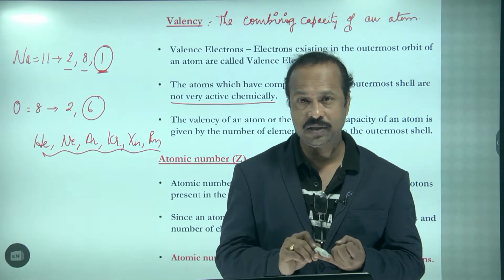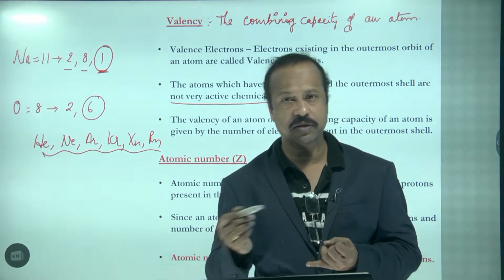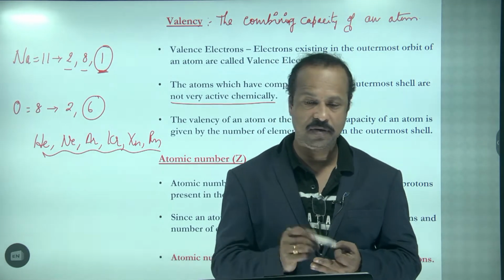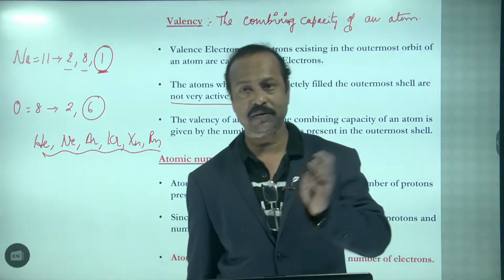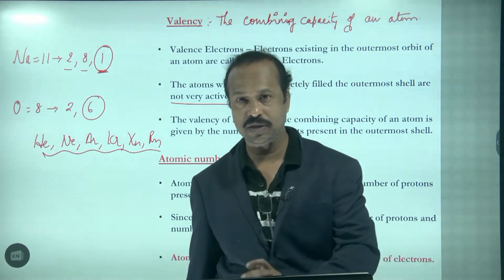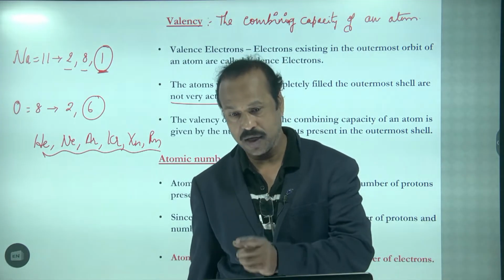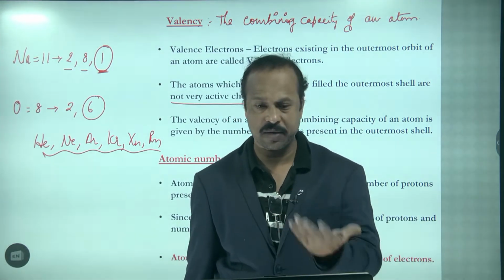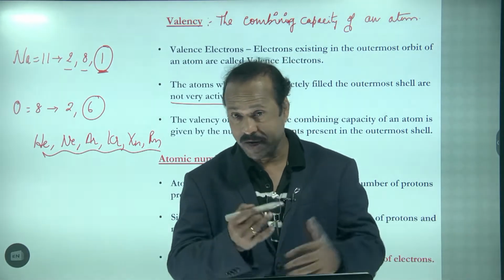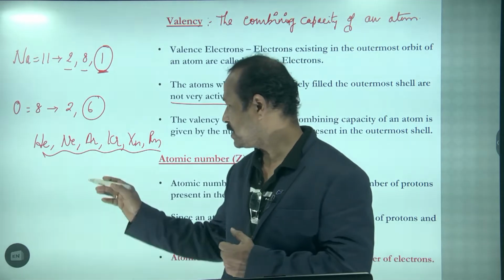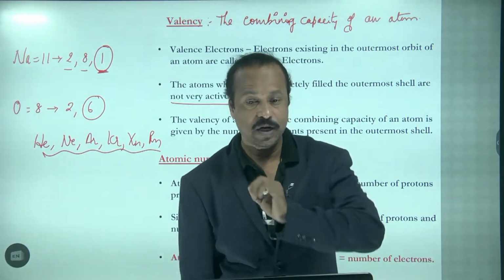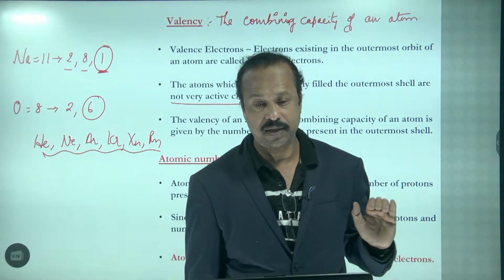So you can see, oxygen can react with hydrogen, oxygen can react with carbon, oxygen can react with silicon, oxygen can react with so many things. Now hydrogen is also there; hydrogen can react with oxygen, hydrogen can react with nitrogen, hydrogen can react with phosphorus, and so on. So all elements are combining with each other, so they are active. Whereas these noble gases do not react with other elements.